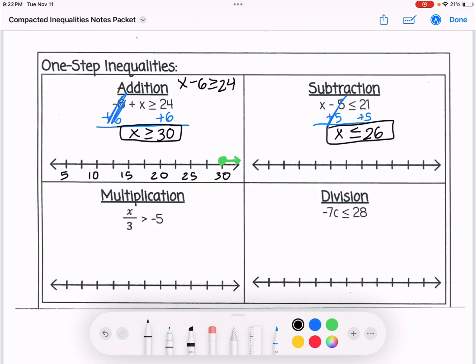And I'm going to put some numbers on here, so 22. And x is less than or equal to 26, so closed circle at 26, going towards my values that are less than that number.